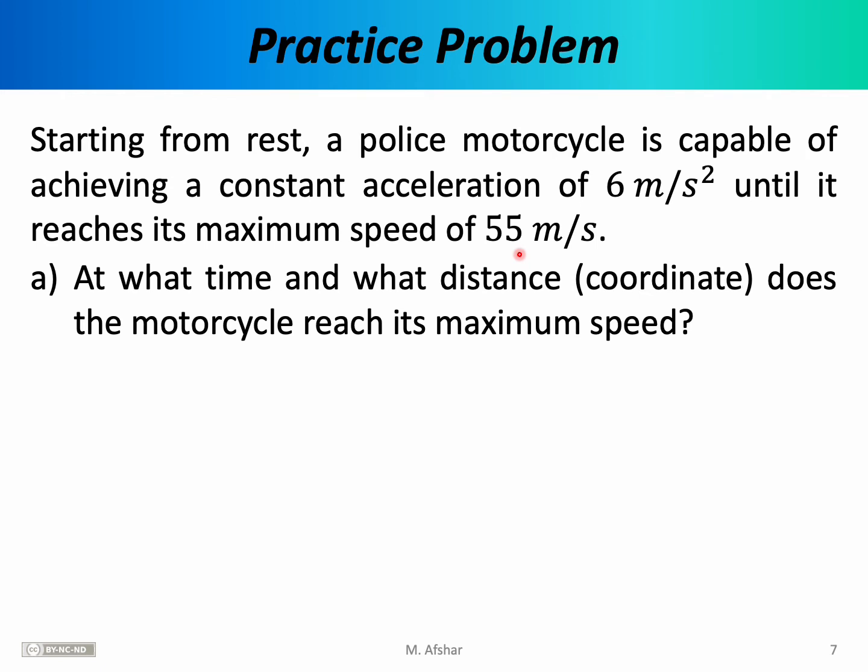After that, it cannot go any faster. So the needle on the speedometer has maxed out, and that's the top speed for this motorcycle. And the question is, when does the motorcycle achieve that maximum speed? Well, I need the time and also the x-coordinate, or the position where that happens.